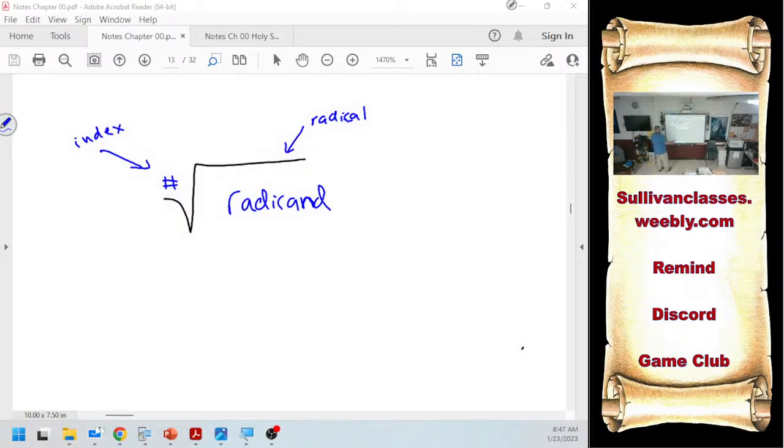So the common one is, say I have the square root of 64. It's asking what times itself makes 64. If there's ever not an index, I know that it's an implied 2, that's as low as she goes. What times itself makes 64? Versus this, which says what cubed, what to the third makes 64. And that's a whole different critter.